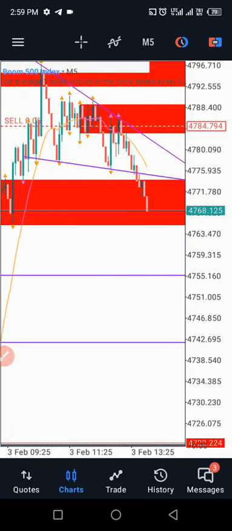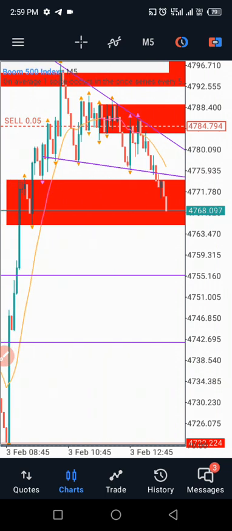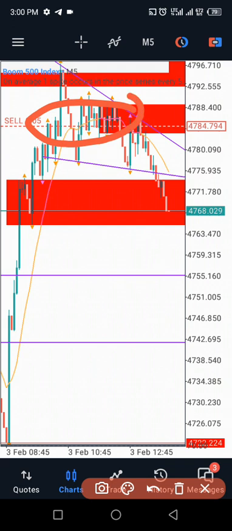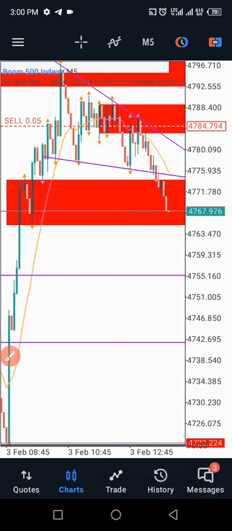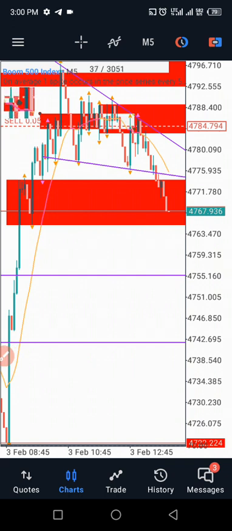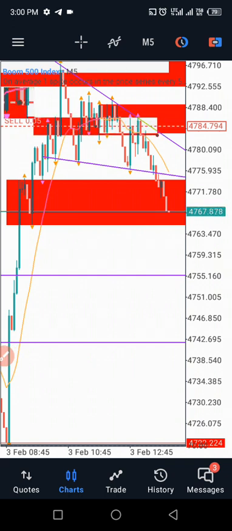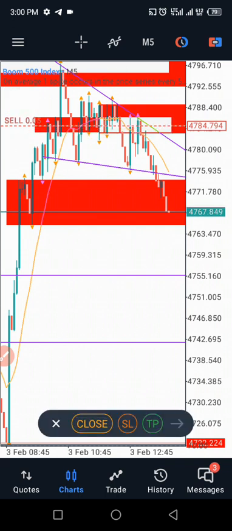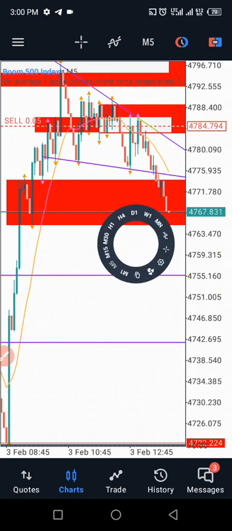If you look on the chart, you will notice that there is a resistance somewhere here. I'm going to use my toolbox to draw that for you so that you can see for yourself. You will note that there is a resistance here. I'm going to use my arrow tool now so that you can see it clearly.